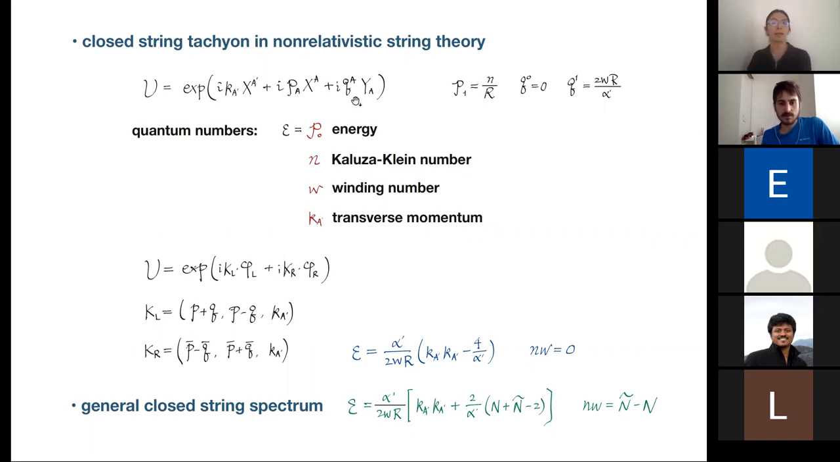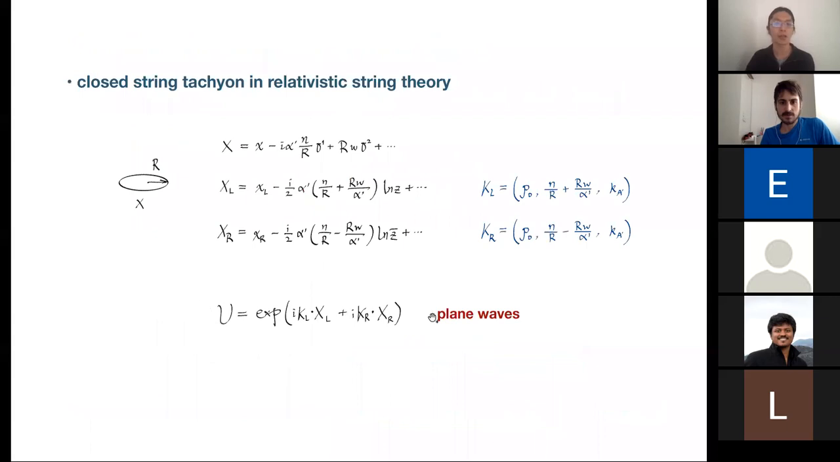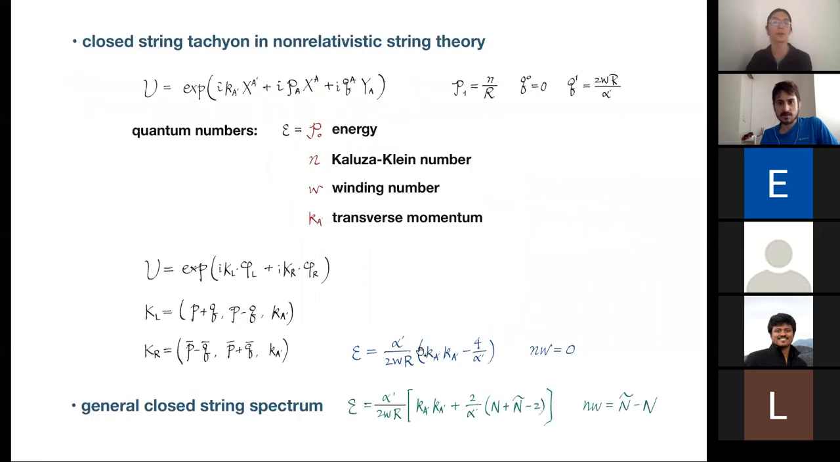And now if we plug in the redefinitions from XY to phi L, phi R that we defined earlier, you'll see that we can rewrite this vertex operator in the same form as we constructed for the closed string tachyon vertex operator in relativistic string theory. Except that you have to map this kinematic data to this KL and KR, and they take a very different form.